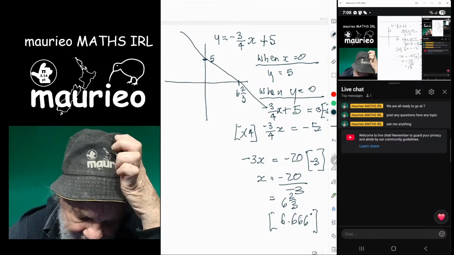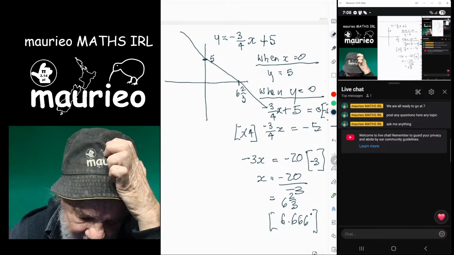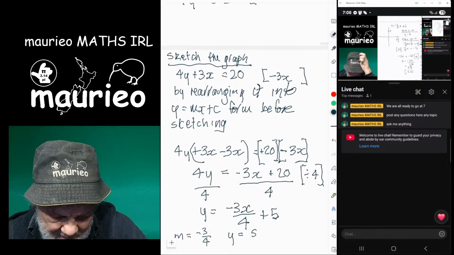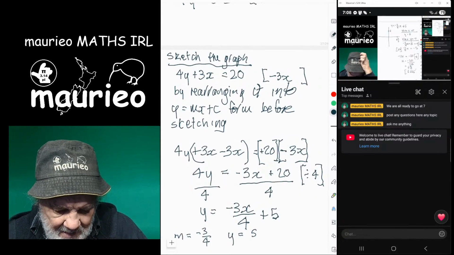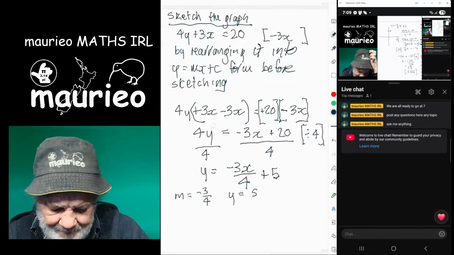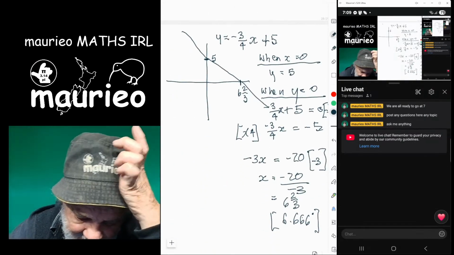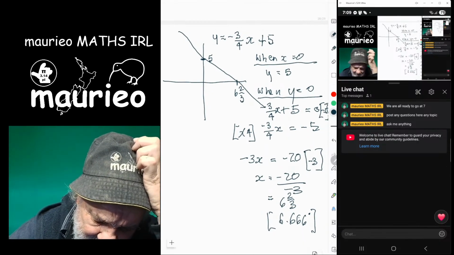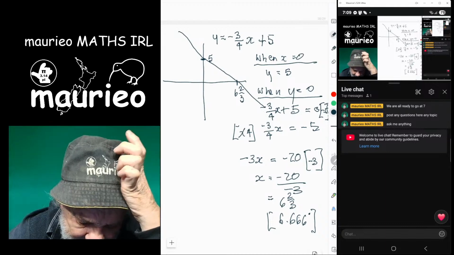And there's our graph. Okay, there's our graph that we've got there, coming down there like that.